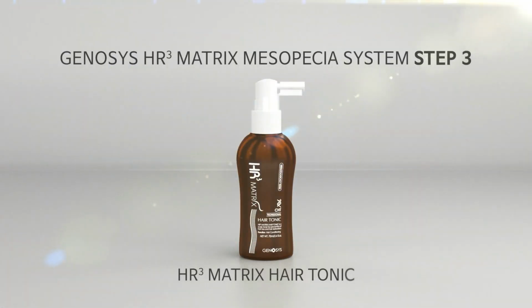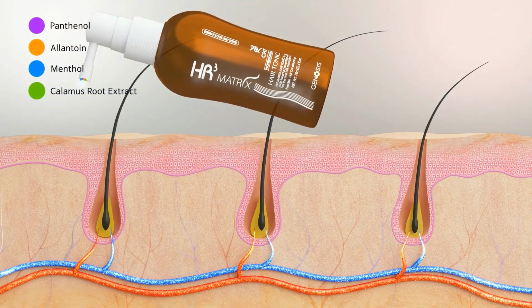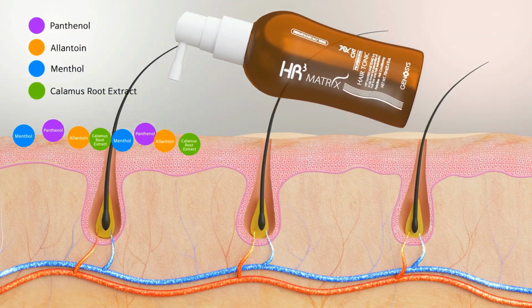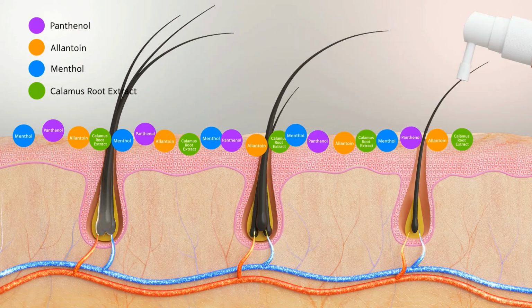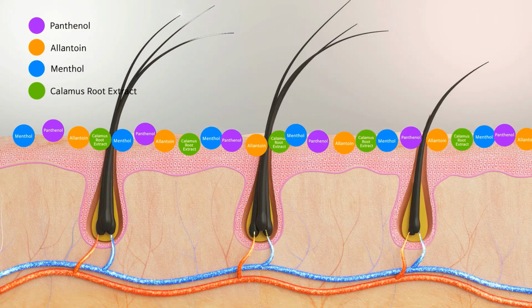HR3 Matrix Hair Tonic can be used after applying HR3 Matrix Hair Solution Alpha. It can be used as a daily home care product too. Spray HR3 Matrix Hair Tonic to the scalp and hair. It is a scalp toner to make hair thick and healthy.